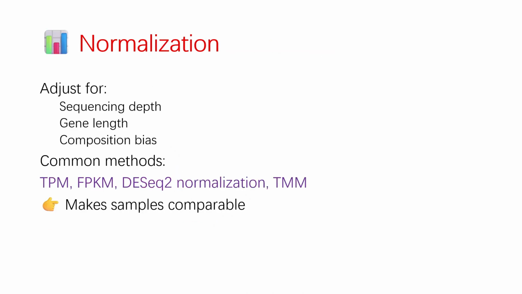But raw counts are not directly comparable. Different samples may have different sequencing depths, gene lengths, or composition bias. Normalization corrects these issues so that differences reflect real biology, not technical artifacts. Methods like TPM, DESeq2, or TMM help make samples comparable. Without normalization, comparisons would be misleading.